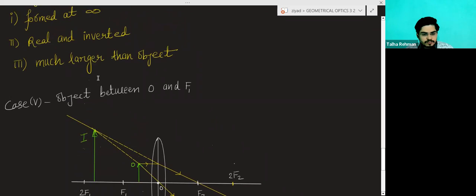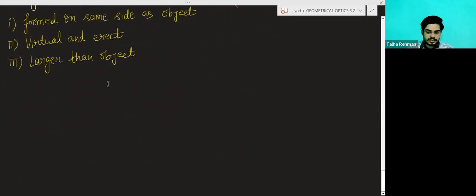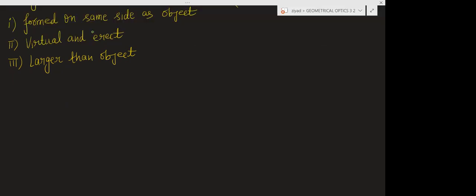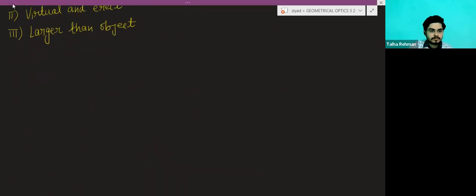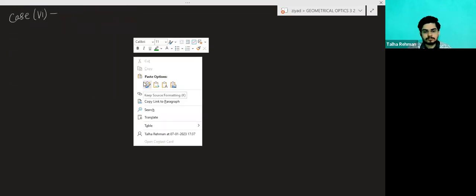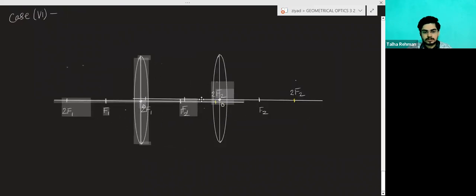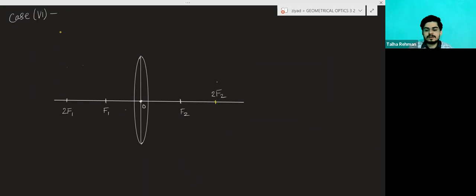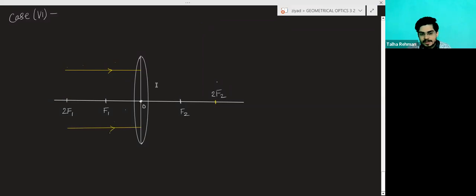Okay, now we have one more case. We will place the object at infinity. And I told you, whenever the object will be at infinity, the image will form at the focus. Case number 6. If the object is at infinity, always remember, rays from that object will always be parallel. So these are the rays from the object at infinity, parallel rays.